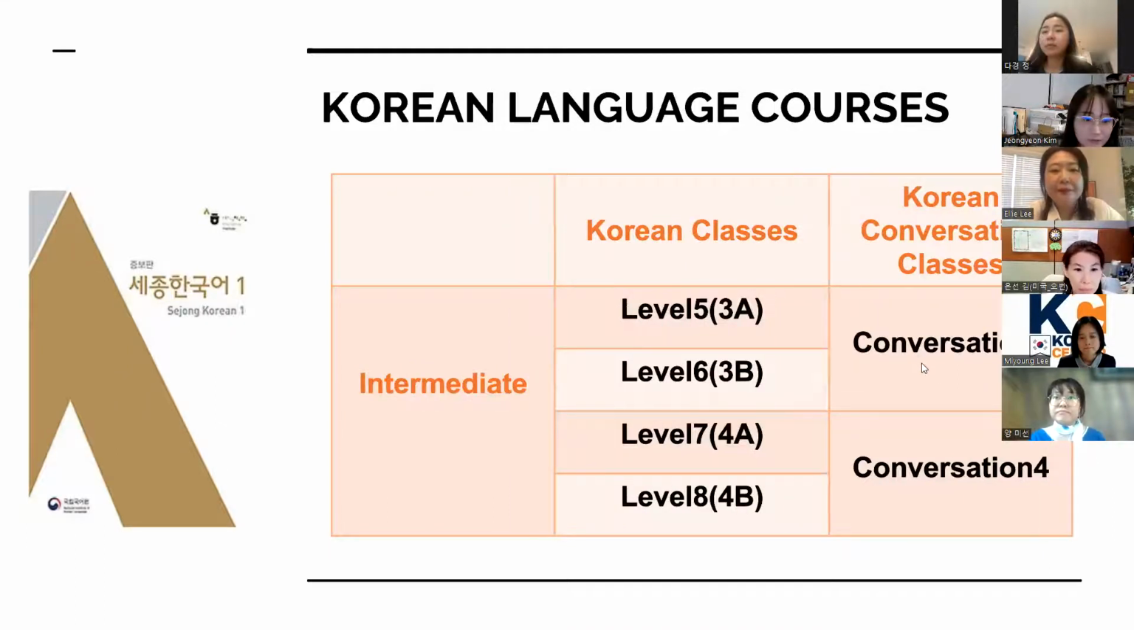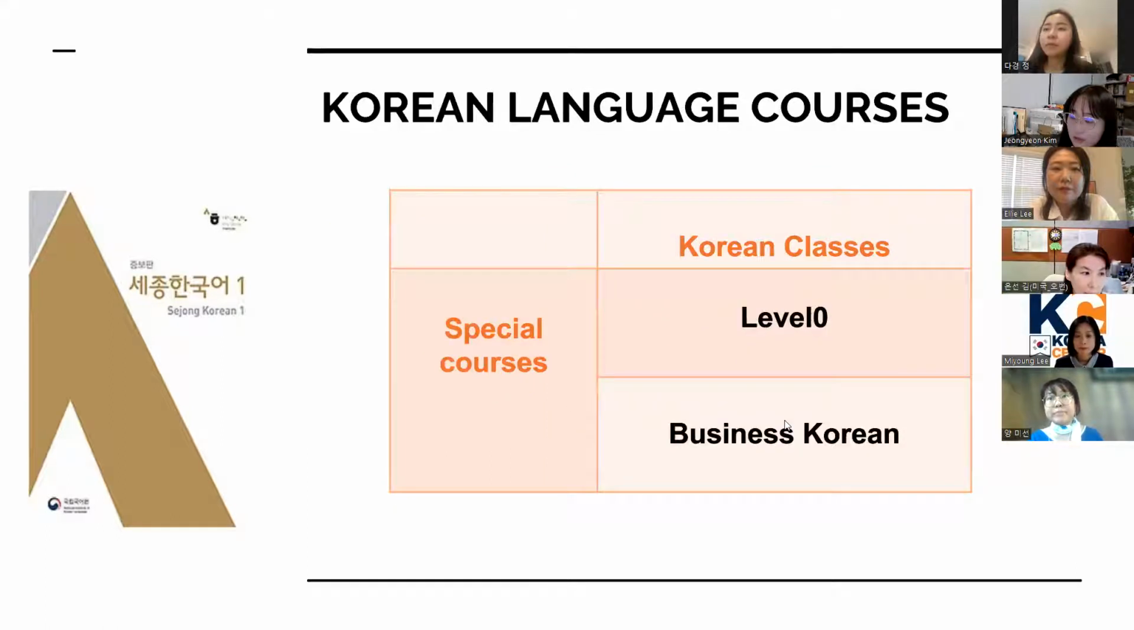We also have level 5 through level 8. These are intermediate levels, and we have some special courses which are level 0 and business Korean classes. So this semester we're offering level 0 classes. Okay, so if I may jump in here. Level 0 class is a month-long course. This is very different from our regular 15-week curriculum.